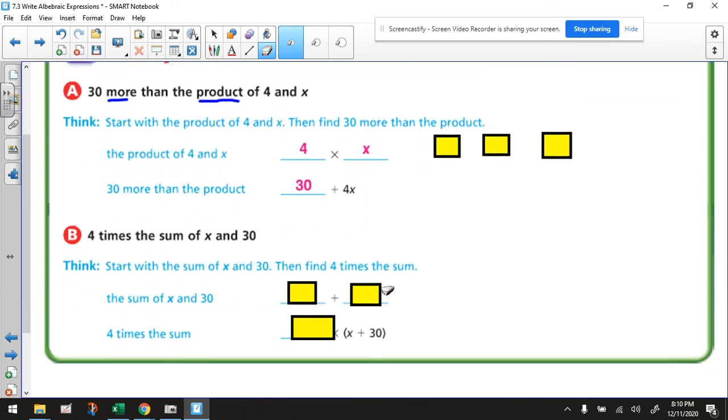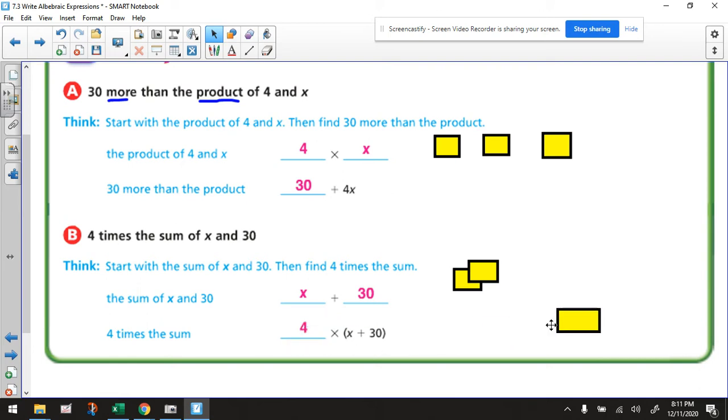All right, so if we look at B, 4 times the sum of X and 30. Think, start with the sum of X and 30, then find 4 times the sum. So the sum of X and 30, that would be X being added to 30. That's what sum means. Sum means add. And then we would think 4 times the sum. So that would look like this, right? 4 times this sum.